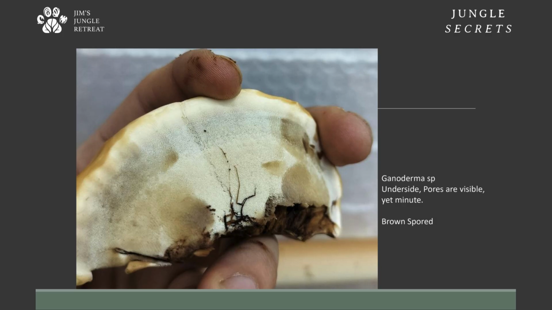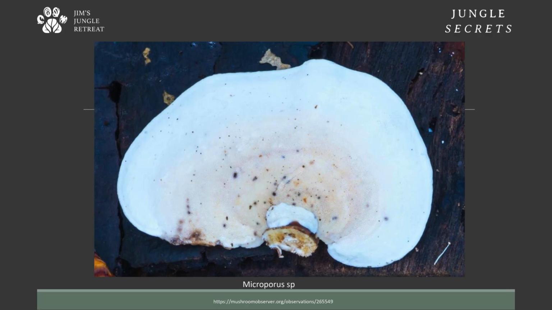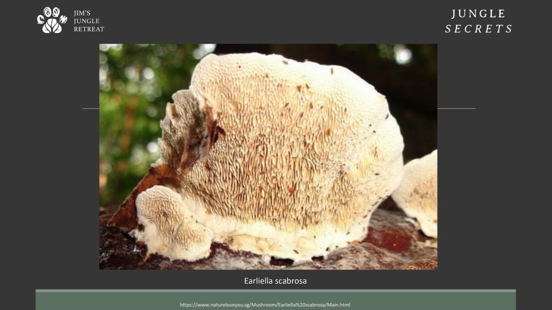Ganoderma has pores, but they are smaller. Reishi mushroom, this is the mushroom of immortality in traditional Chinese medicine. Then there is microporous. I'll zoom in a little bit. You can see pores over here. They are visible to the naked eye. So then you can say it is a microporous. Then there's Earliella scabrosa. So very random underside it has.